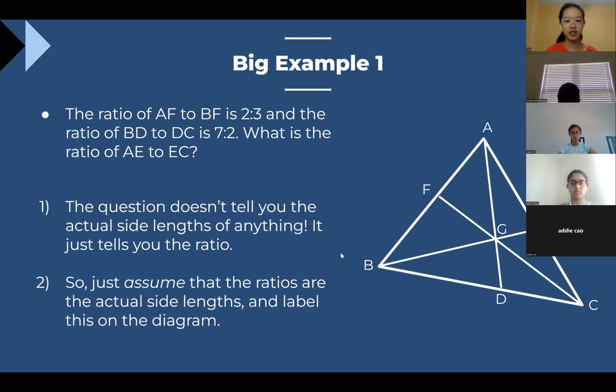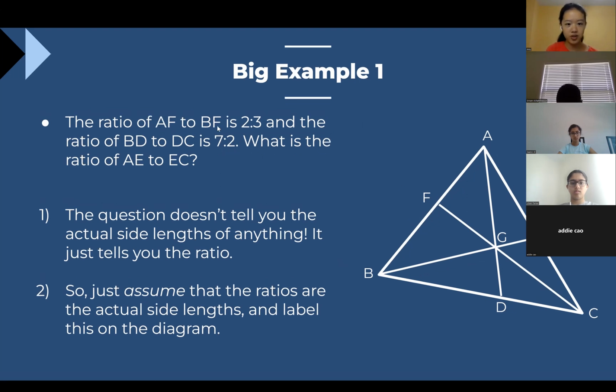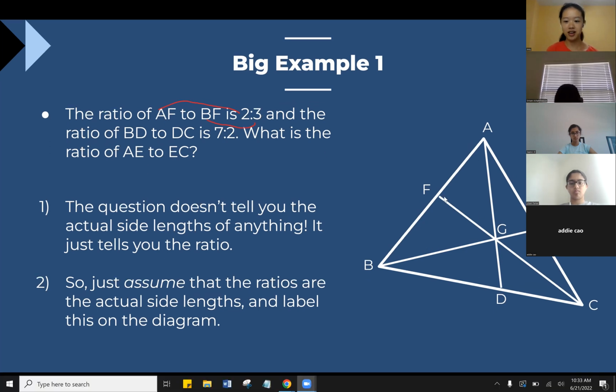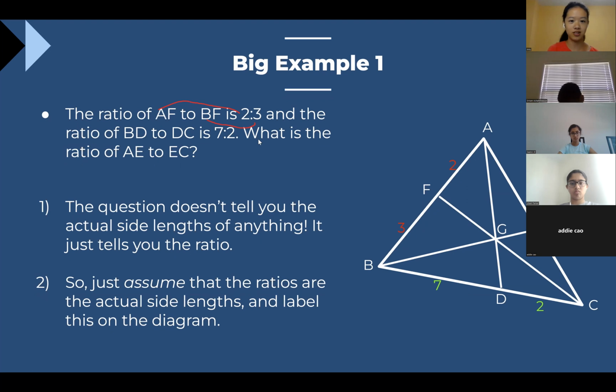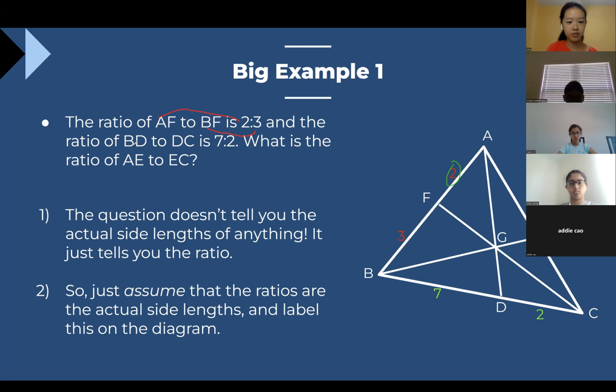We don't need to question what the actual side length could be. Let's just assume the ratio is the actual side length. So it says the ratio of AF to BF is 2 to 3. So let's just say AF is 2 and BF is 3. That's perfectly fine. We're just going to do that for all the numbers they've given us. We're going to assume they're the actual thing. So AF is going to be 2, BF is going to be 3, and we're going to label it on our diagram here. And then we're going to assume BD is 7 and DC is 2, and label it on our diagram here.